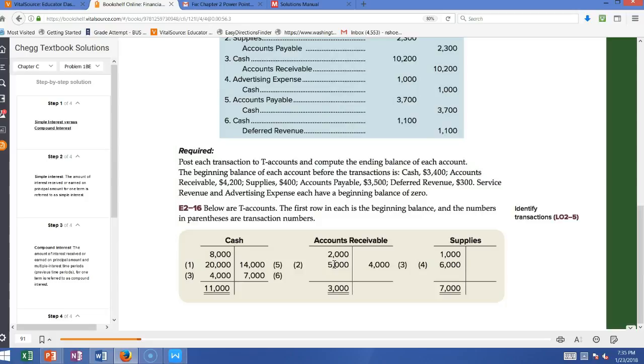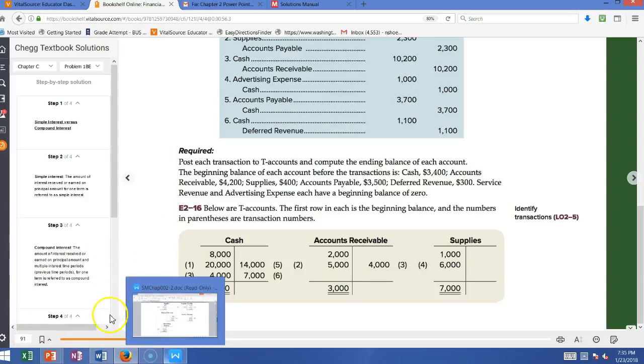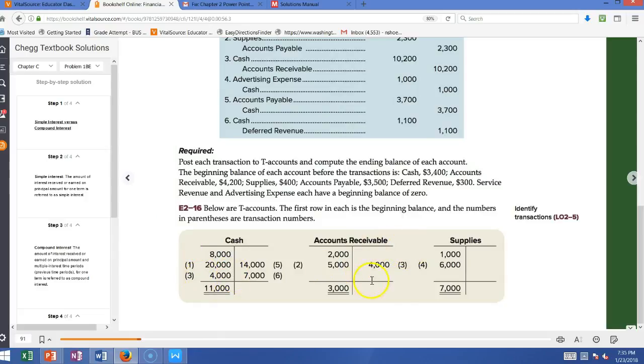Number 3, a debit to cash for $4,000 and a credit to accounts receivable for $4,000. What the heck happened here? Someone paid us. We received cash. As a result, we decreased our receivables. They don't owe us that money anymore, do they? Make sense, guys?